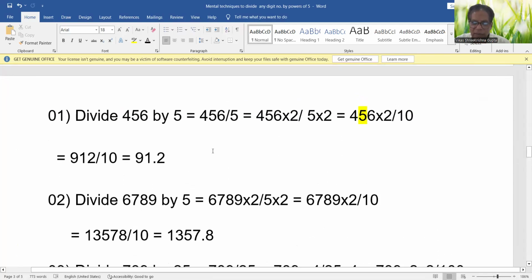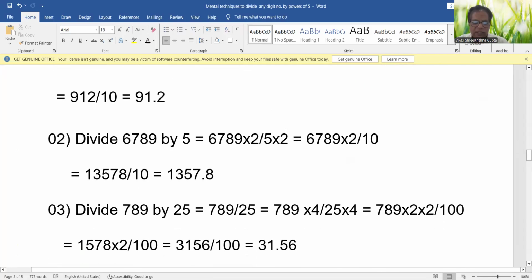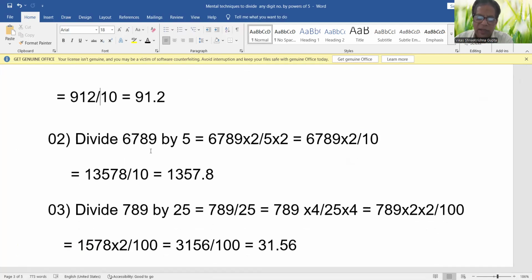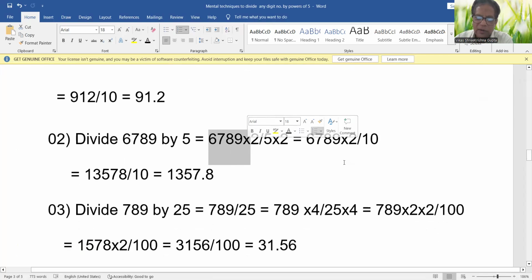And multiplication by 2, I have shown you just now how you can do very fast from left to right. In the same way, you have to divide 6, 7, 8, 9 by 5. Divide means you have to multiply 6, 7, 8, 9 by 1 by 5, the reciprocal of 5. And 1 by 5 is equal to 2 upon 10. So I multiply this number by 2 and divide it by 10. Now 6, 7, 8, 9.